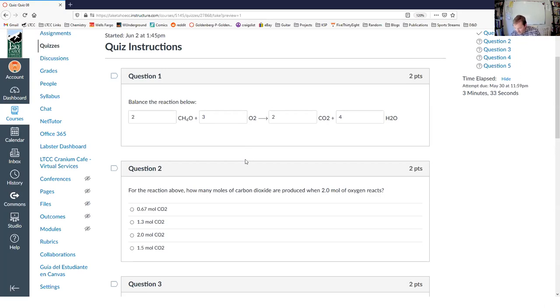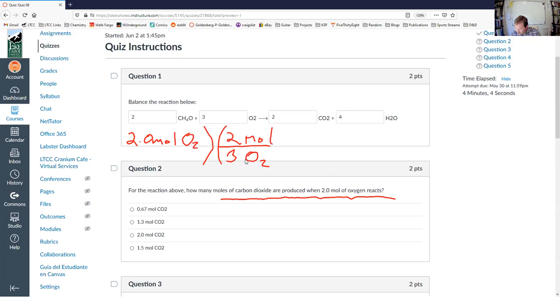Which means, and if you got that part right, then the next step of figuring out how many moles carbon dioxide are produced when 2 moles of oxygen reacts, you just have to start with 2 moles O2, and for every 3 moles of O2, we make 2 moles of CO2. So that would give us an answer of 1.3 moles CO2.